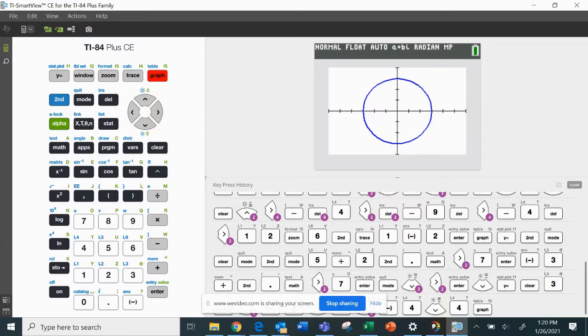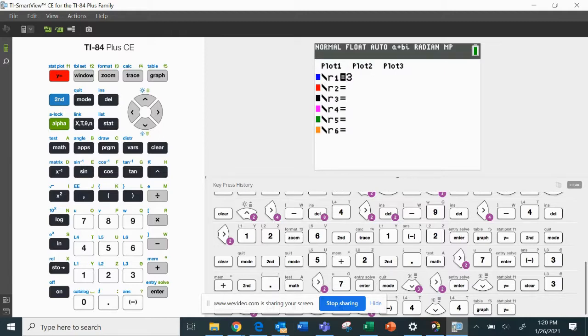It's a circle. Now, what I want you to do, and I can't really model this on the calculator on the computer because it goes really fast, is change it to a -3. Watch how it graphs. Change it back to a +3. Watch how it graphs.